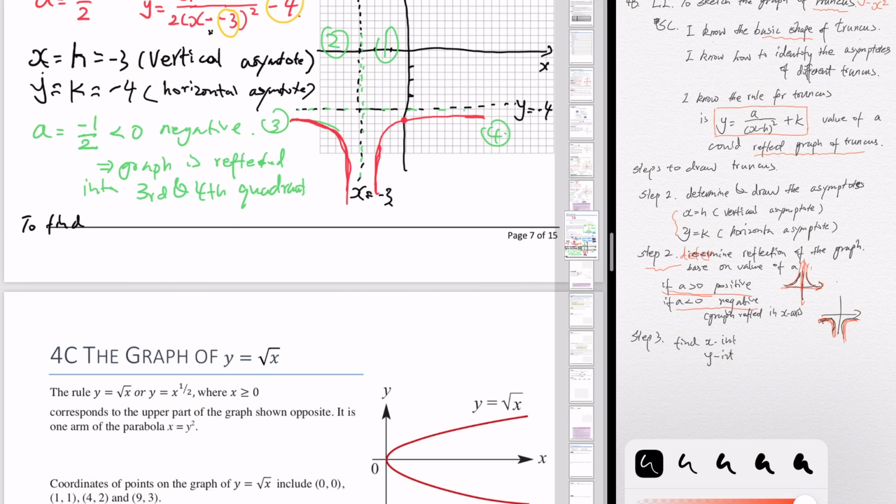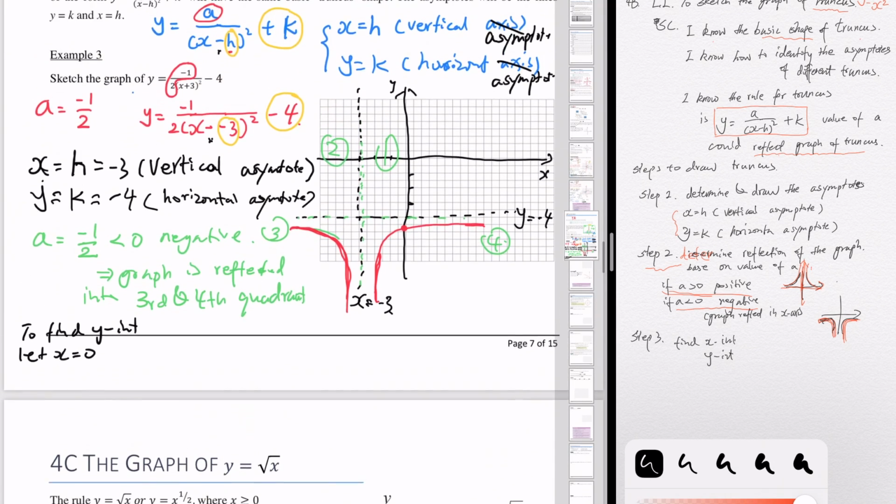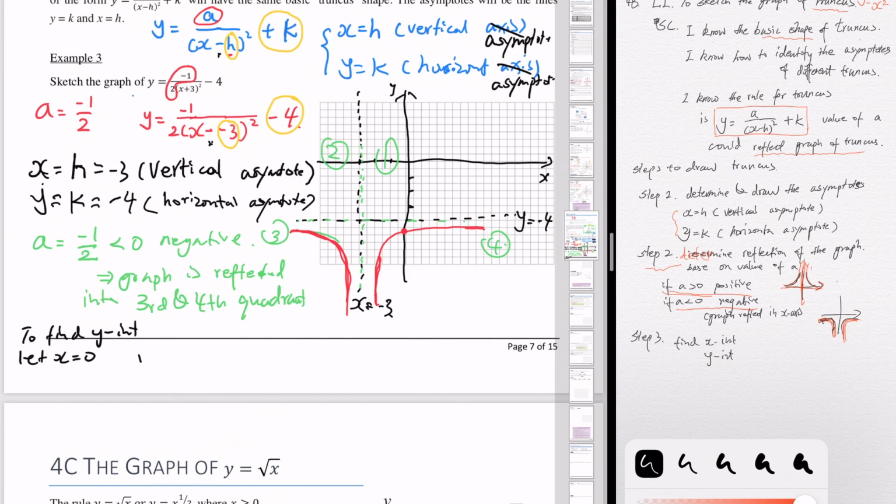To find the y-intercept, we let x equal to 0. Okay, so now we let x equal to 0, and we know y is equal to -1/2 times, now x is equal to 0, plus 3 to the power of 2, minus 4. Now if you simplify, you will get it is equal to -73/18. Make it decimal, it will be roughly equal to -4 point something.